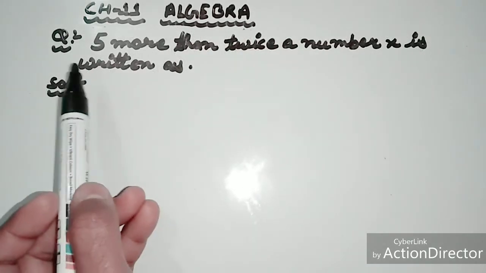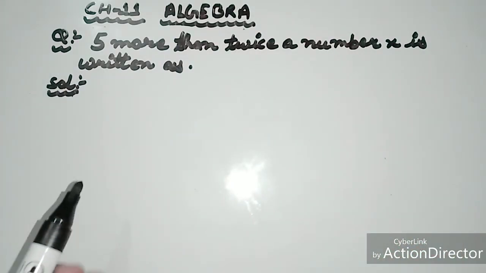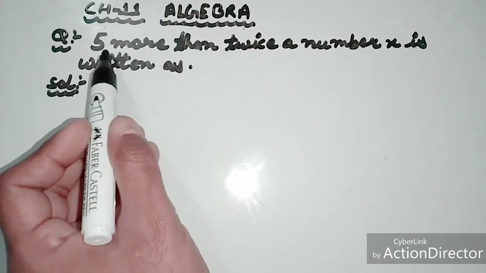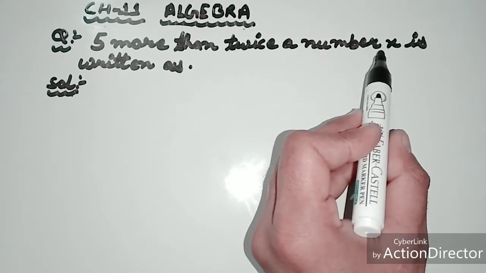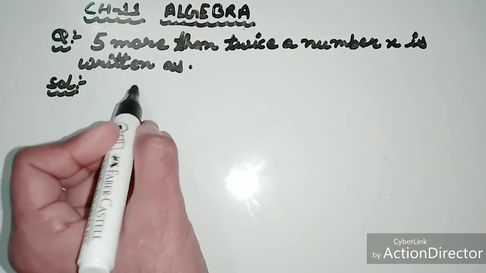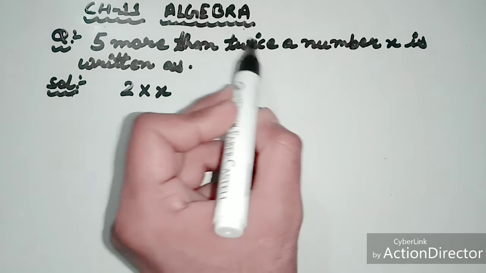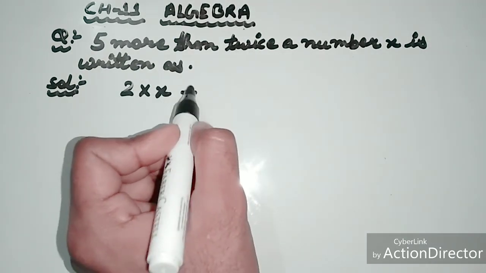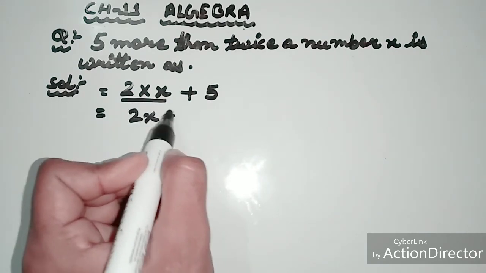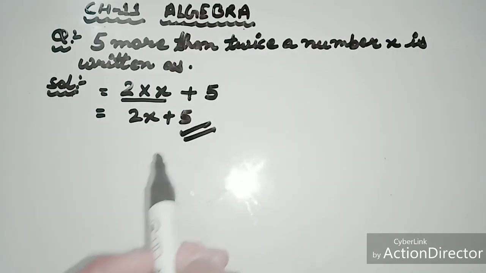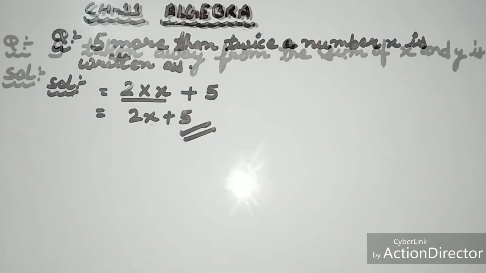The next example, 5 more than twice a number x is written as. So here, 5 more than twice a number x. So how can we write twice a number x? It means 2 multiply by x. So here we write 2 multiply by x and 5 more than this twice number, so plus 5, or 2 into x, written as 2x plus 5. Here 5 more than twice a number x is written as 2x plus 5.